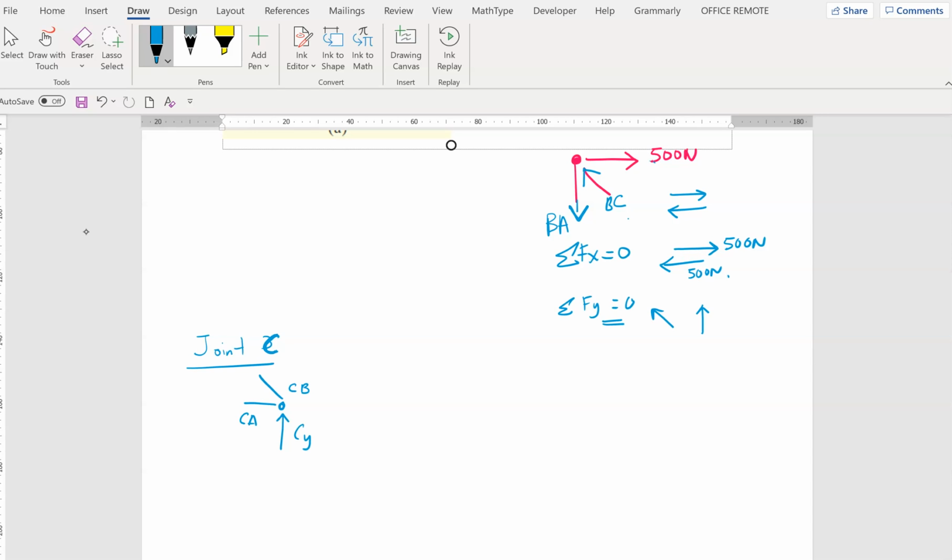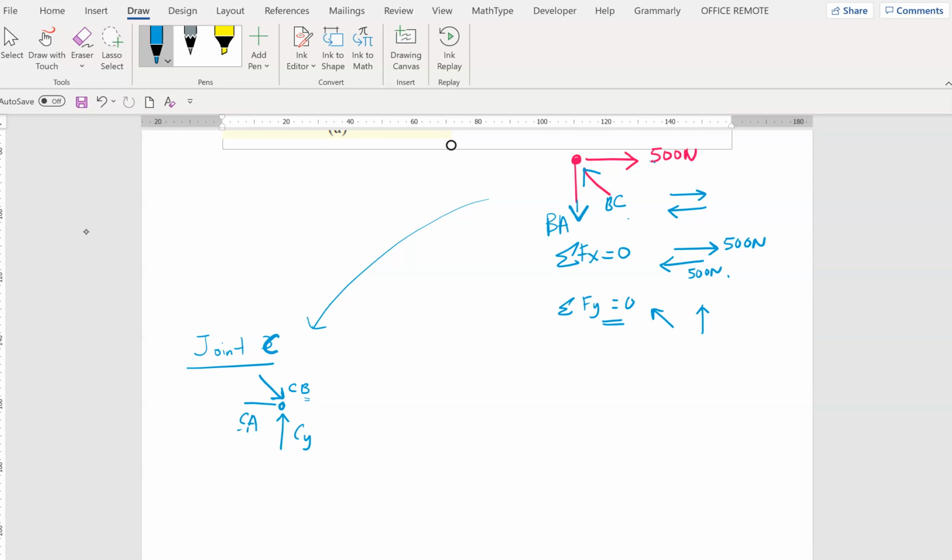So how did you get the names CA and CB? Because joint C is moving towards B, joint A moving towards A. So you just follow the name. So from the previous one, you know your BC and CB is the same. So this is compression. So this fellow will also be under compression. So it's pressing downwards.